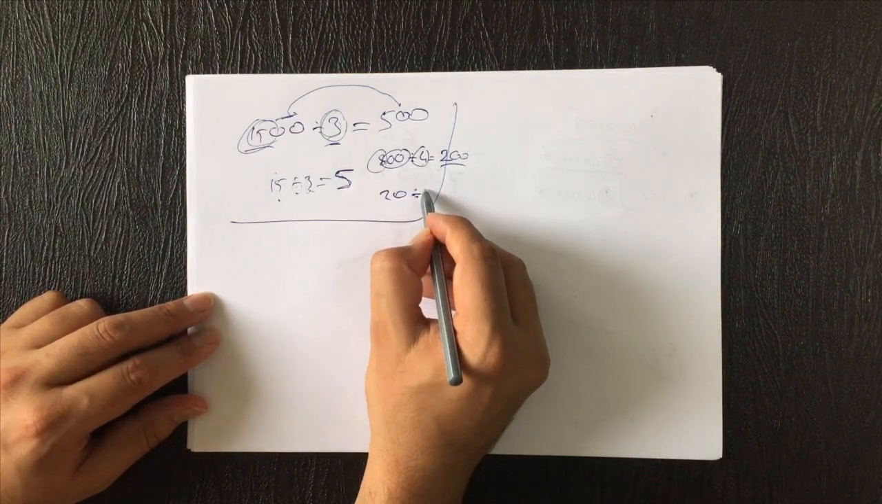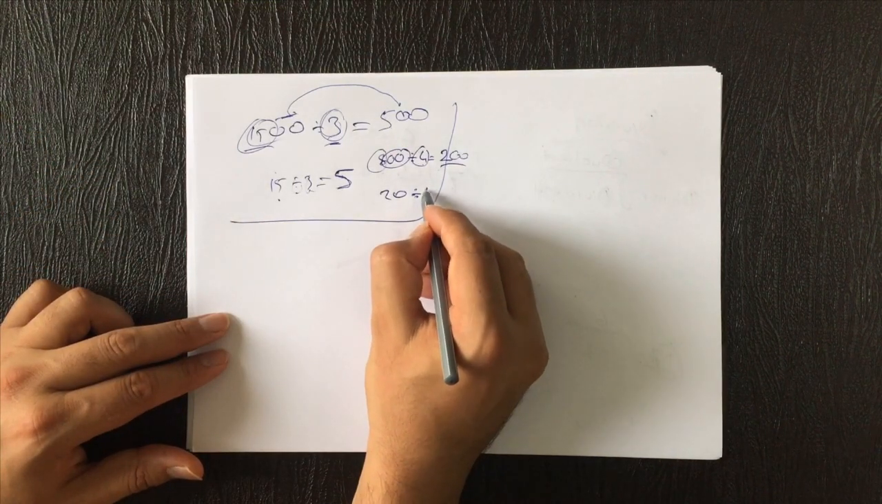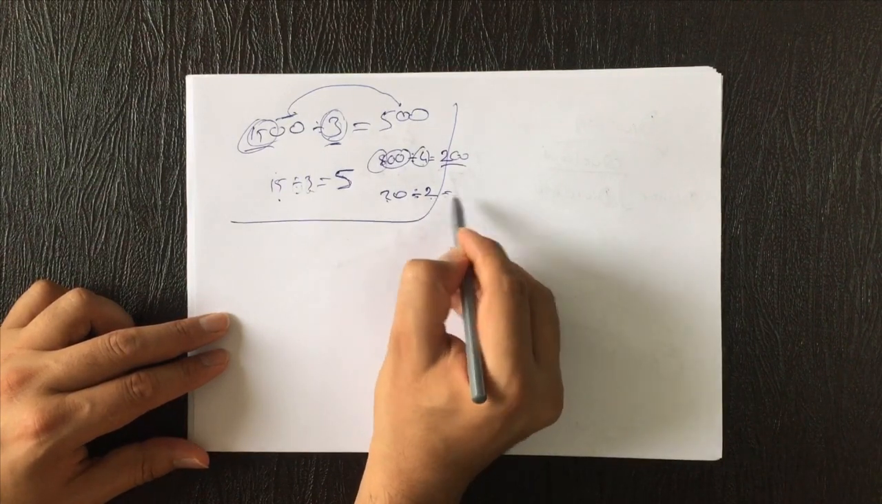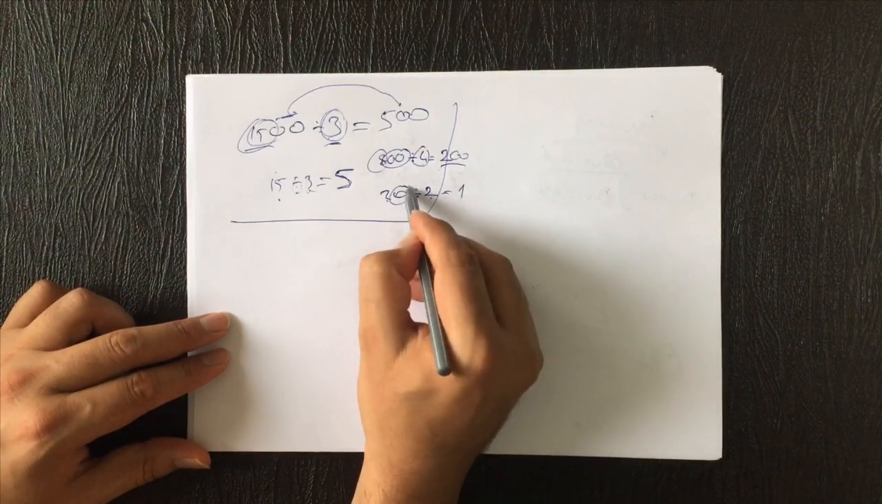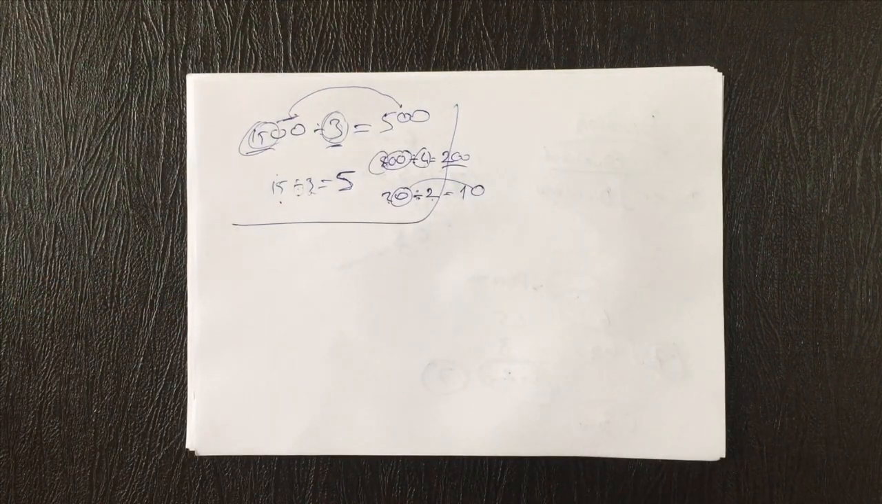If, for example, 20 divided by, for example, 2, how can we do it? 2 divided by 2 is 1. Add the 0, please, it's 10 then. Just that. Okay.